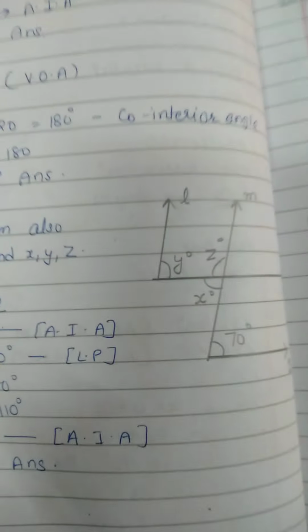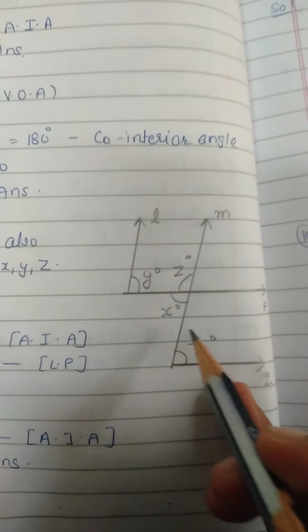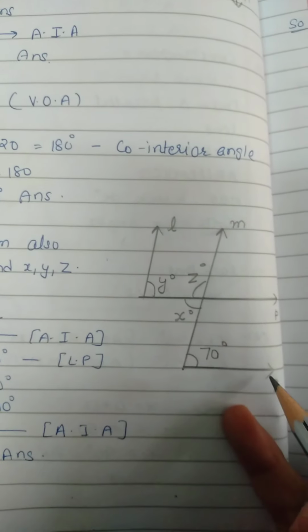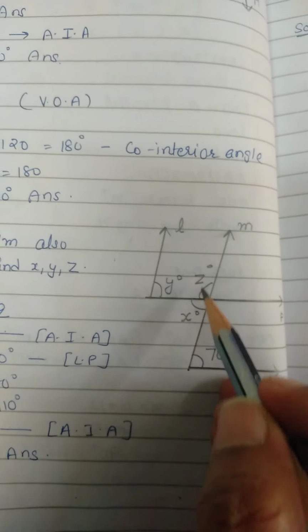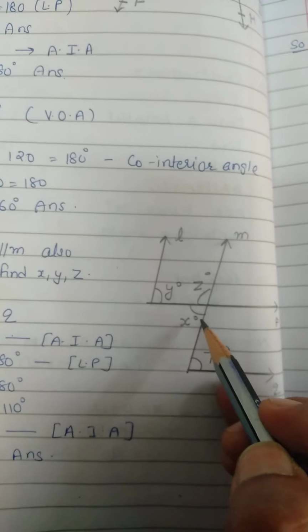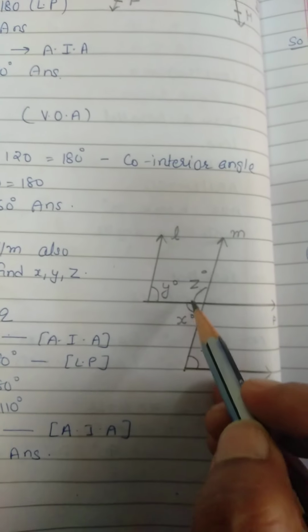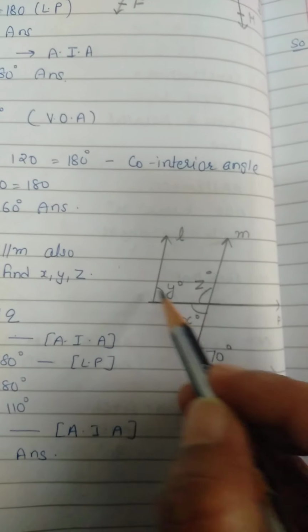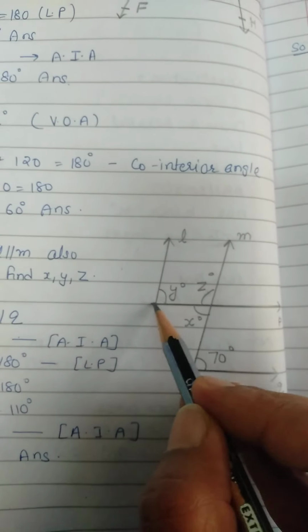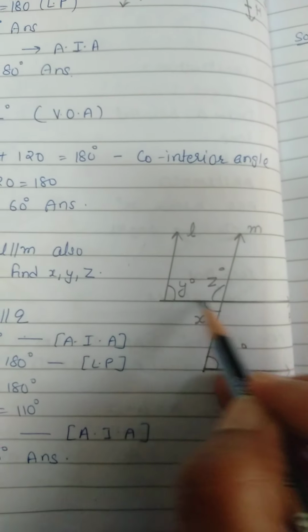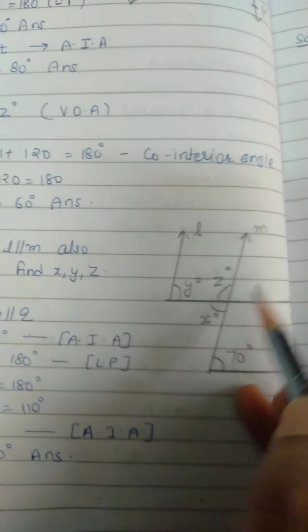Fine. In this question, the value of x should be 70 because this is alternate interior angle. Fine. Now x plus z is 180 degrees due to linear pair. You get the value of z. Now y is equal to x because of alternate interior angle. These are two parallel lines and this becomes a transversal.